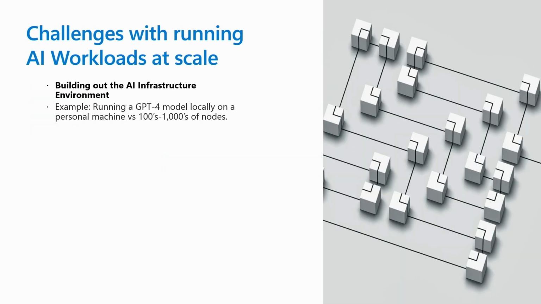An example for running an AI workload at scale versus locally at a smaller scale is running a small GPT-4 model. Anyone can run this pretty simply on their own laptop, but this is just one machine. But how do you run this at scale over hundreds and thousands of nodes? So that's where building out your AI infrastructure comes into play and making sure it is reliable here.